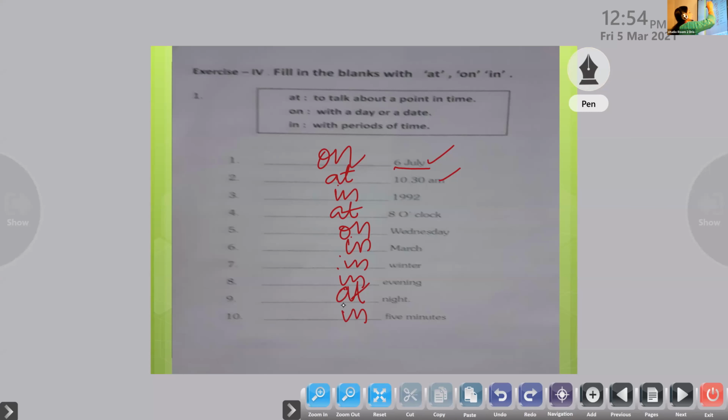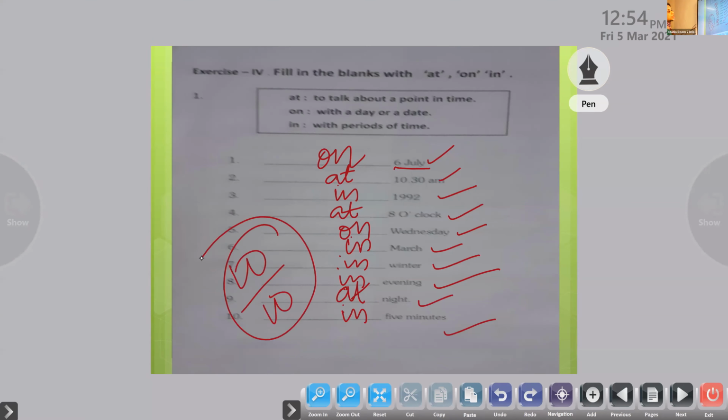In 5 minutes. So all of you, please do check if your answers are right. Put a tick mark. If it's wrong, put a wrong. If it's a year, we use the preposition in. For exact time, we use at. For days, we use on. March is a month, so we use in. Also for seasons, in the evening, at night, and in 5 minutes. If it's right, 10 out of 10. Otherwise, please do mark it wrong.